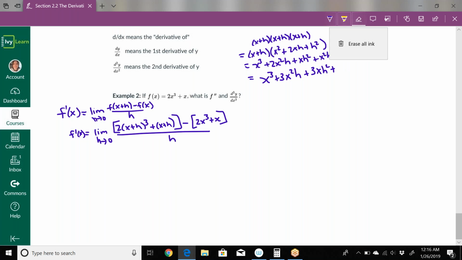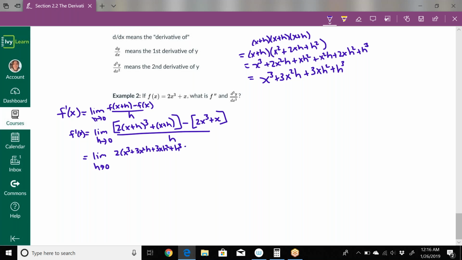There we go. We don't want to erase all ink. So this is just h cubed. Okay, so I'm going to substitute that in. So this would now be the limit as h approaches 0 of 2 times x cubed plus 3x squared h plus 3xh squared plus h cubed.